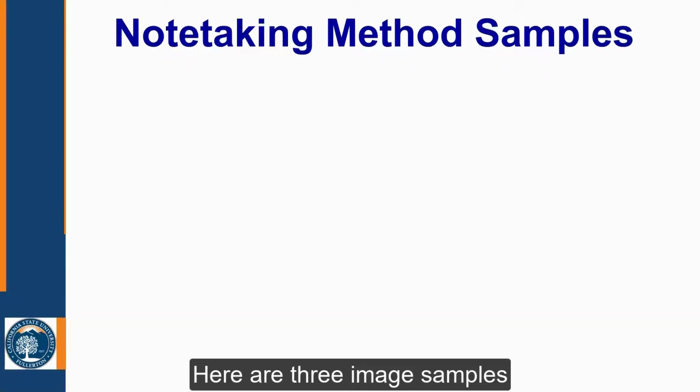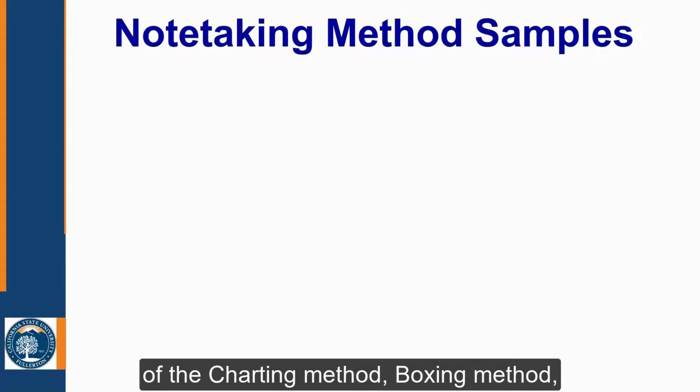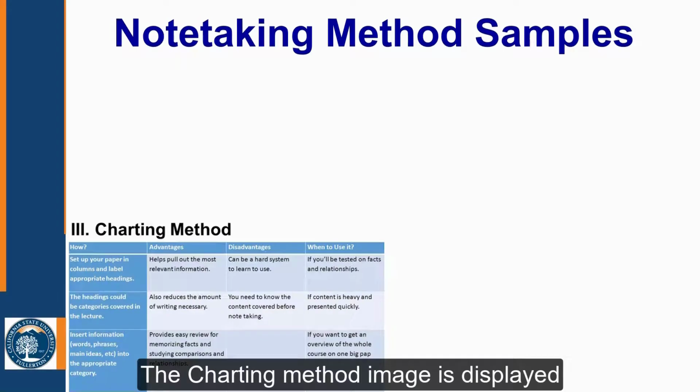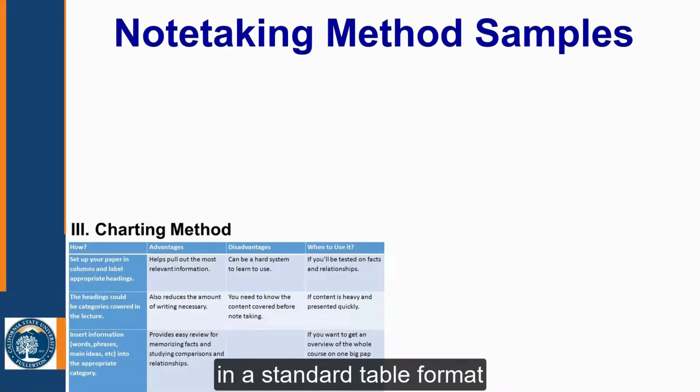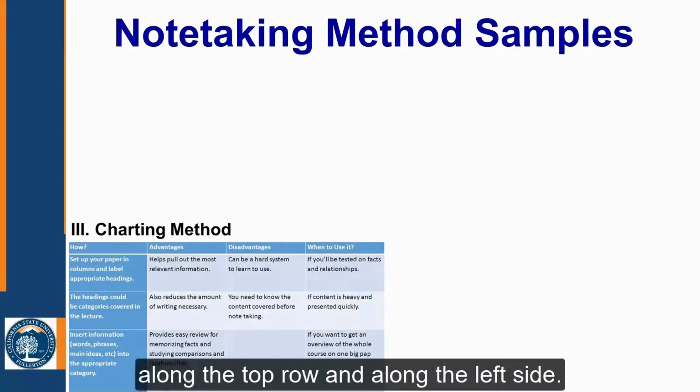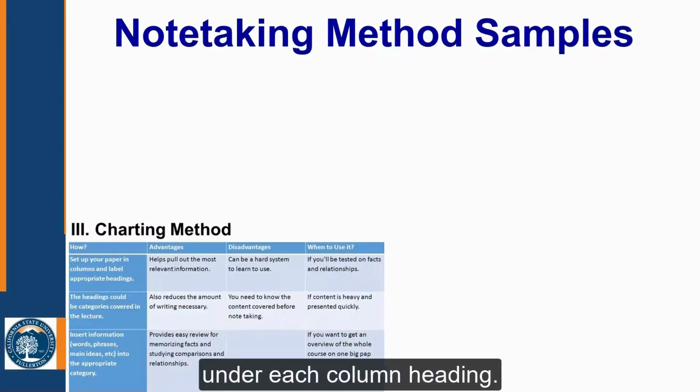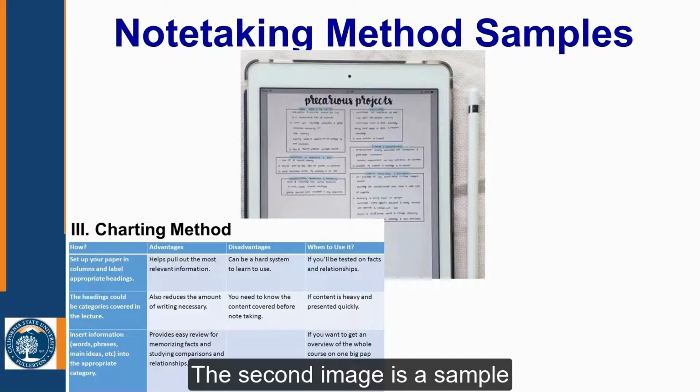Here are 3 image samples of the charting method, boxing method, and mapping method. The charting method image is displayed in a standard table format with topic heading categories along the top row and along the left side. Additional information in response to these categories are provided under each column heading. The second image is a sample of the boxing method shown on an iPad tablet, with key points and additional support information in boxes organized down the page.